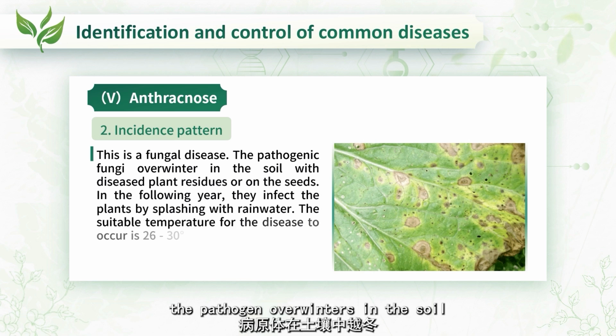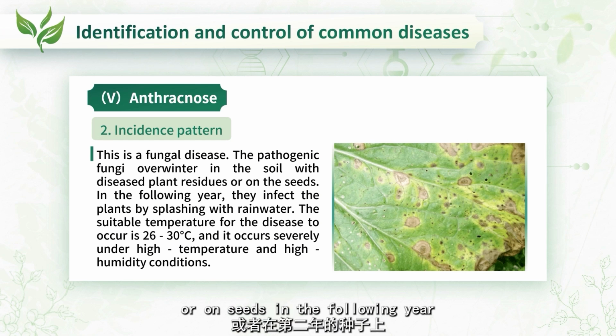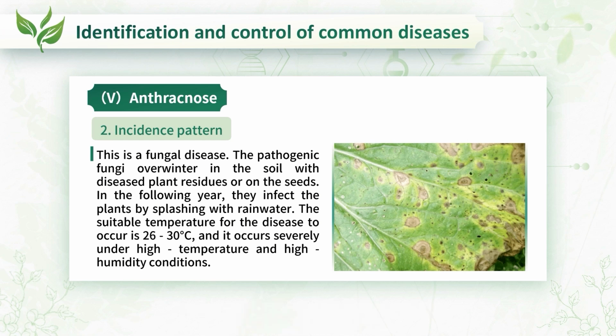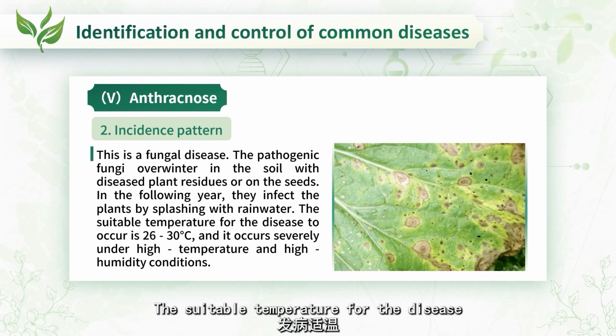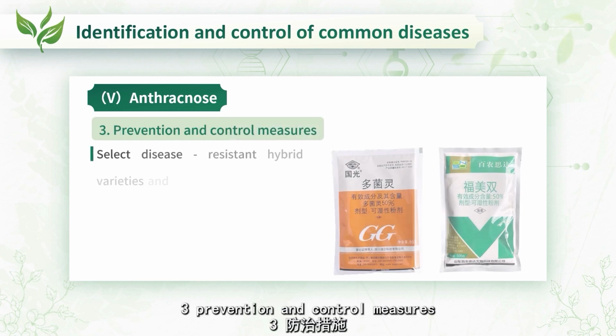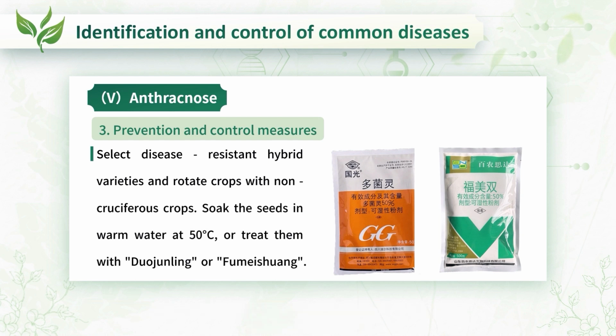The pathogen overwinters in the soil with diseased plant residues or on seeds. In the following year, it infects the plants through raindrop splashing. The suitable temperature for the occurrence of the disease is 26-30 degrees Celsius, and it occurs severely under high temperature and high humidity conditions. 3. Prevention and control measures. Select disease resistant hybrid varieties.